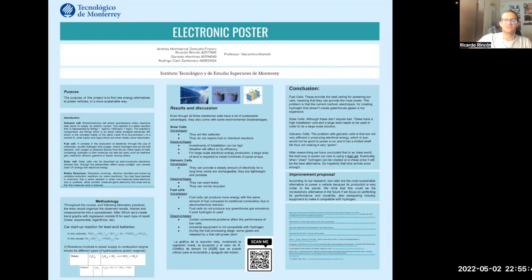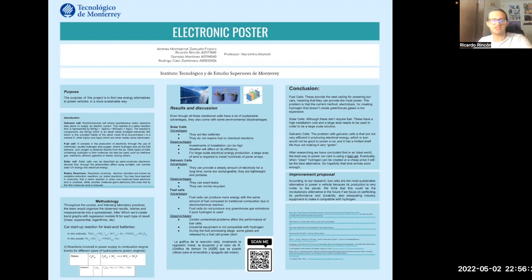Methodology. Throughout the course and following laboratory practices, our team would organize the observed results, notices, data, and measurements into an Excel spreadsheet, after which we'd create trend graphs with regression models fit for each type of result. For example, in the first 2 lab practices, we used linear and exponential models, and there was a practice in which we used the logarithmic regression model, and so forth. We based the regression models on the type of data results that we noticed.